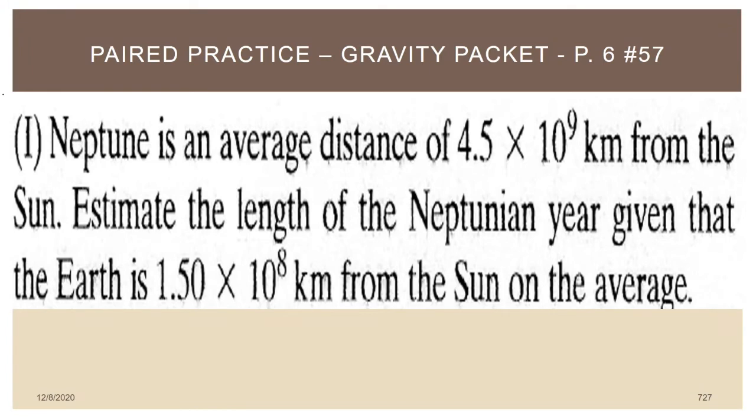And so notice here, they're giving us the distance for Neptune, and they're giving us the distance for Earth. Now, it doesn't really matter which one you call 1 or 2, just as long as you realize that whichever one you call R1, T1 has to correspond to that, and that T2 would have to correspond to whichever distance you call R2. Generally, what I do is whichever one is listed first in the problem, that's the one I call number 1, and so that's what I'm going to do here. So Neptune is an average distance of 4.5 times 10 to the 9 kilometers from the sun. So I'm going to write here R1 is 4.5 times 10 to the 9 kilometers from the sun.